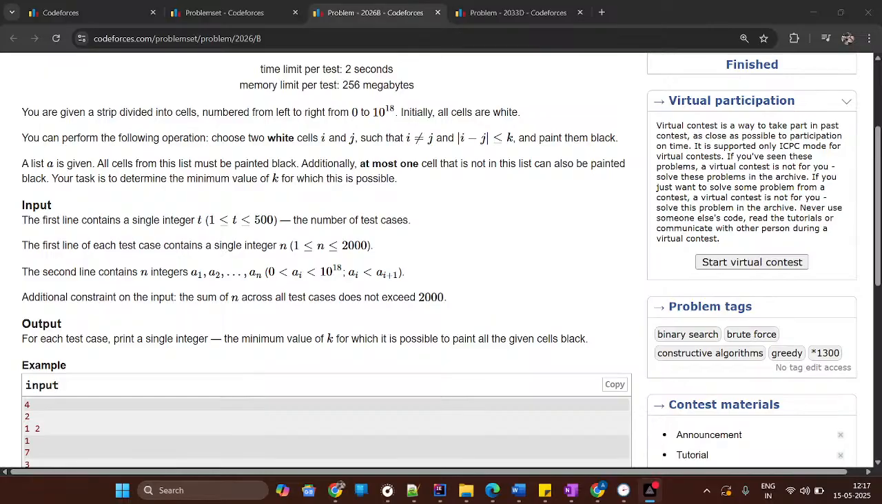You're given a strip divided into cells numbered from left to right, 0 to 10 to the power 18. Okay, all cells are white. I see. So initially n equals to 2. What does this mean? N equals to 2, so I have two cells. And then it's telling 1 and 2 need to be painted black. So that means k equals to 1. We just select 1 and 2 and then we paint them black.